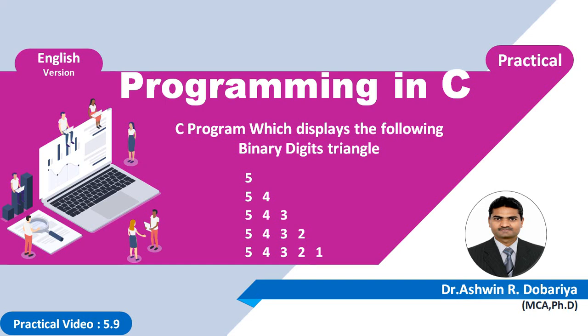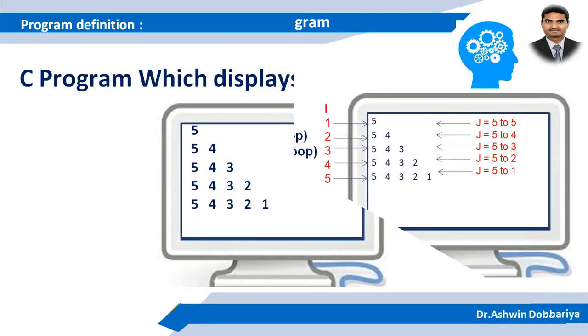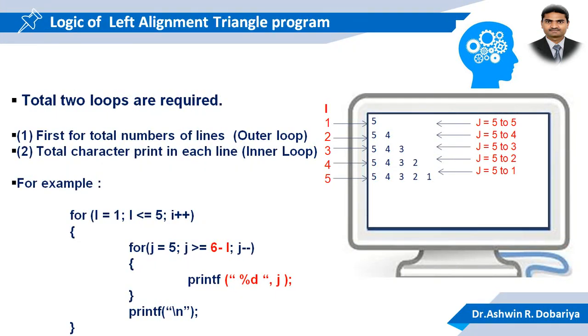In this program, we'll discuss again a left aligned triangle but in a number in a different format like 5, 5 4, 5 4 3, 5 4 3 2 and 5 4 3 2 1. In this video, friends, I will explain how to draw this kind of triangle using different logic. So, I will explain two different logic to draw this kind of triangle in this video. So let's start to think the logic of this program.